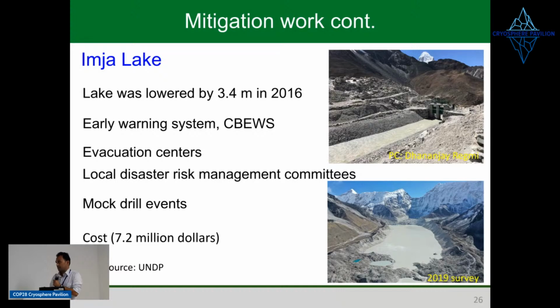Although there is some mitigation or risk reduction work, they are still considered highly potentially dangerous glacial lakes, because they still have different kinds of triggering factors. Sometimes even seismicity, the direct impact of an avalanche, or some rock.